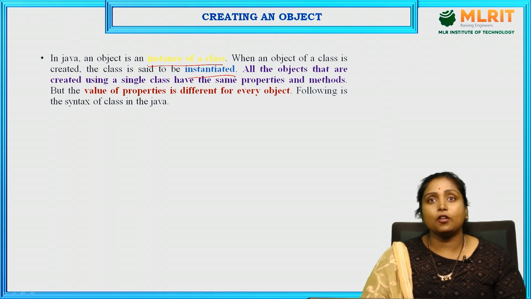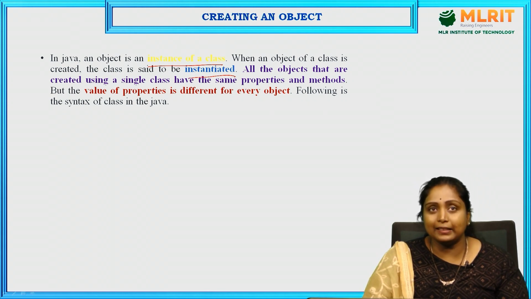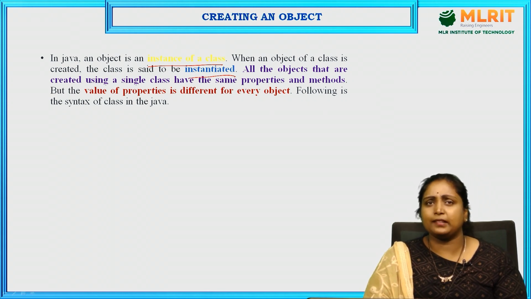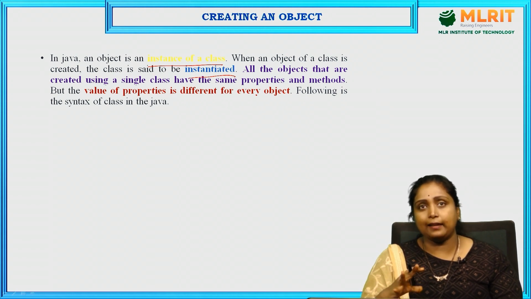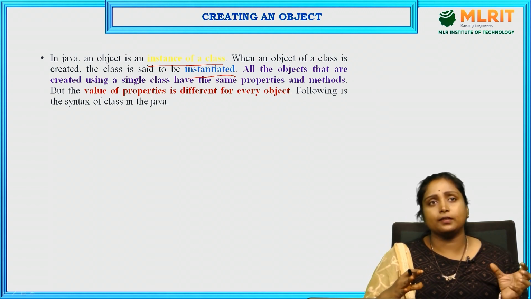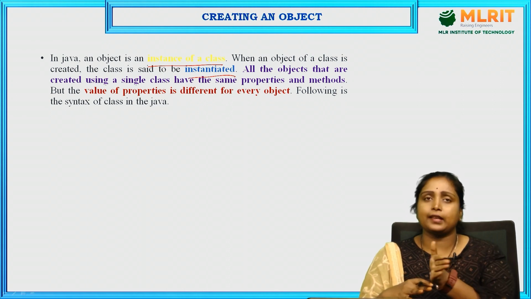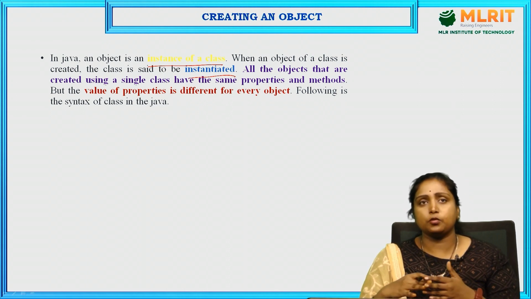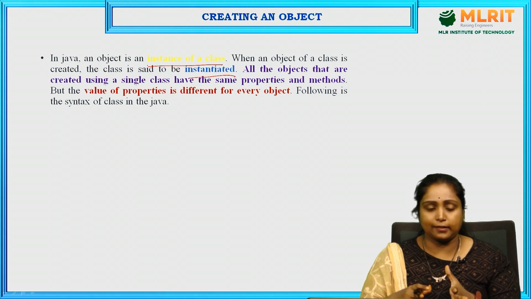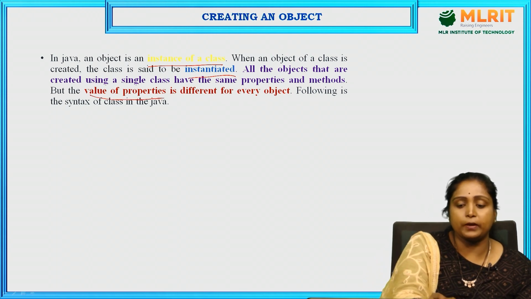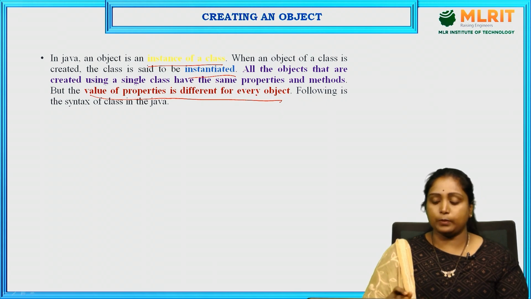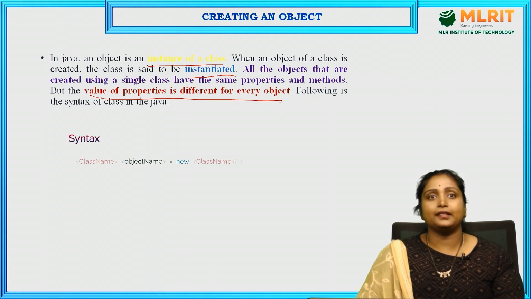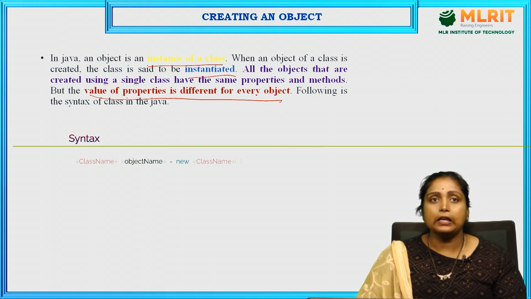All the objects that are created using a single class have the same properties and the same methods. If I'm going with one class and creating different objects, the different objects can use all the same methods of that particular class, but the values of the properties differ for every object.